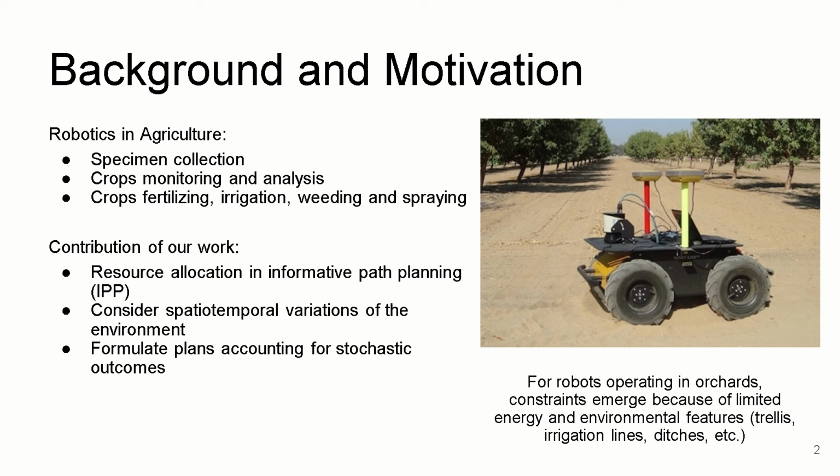So in that project, we made some contributions. We will talk about what is informative path planning in the next page, but we allocate a resource for the robot, and also we consider the spatio-temporal variation of the environment, which means that we use a Gaussian process to model the spatio-temporal variations of the environment, like moisture level of the environment.